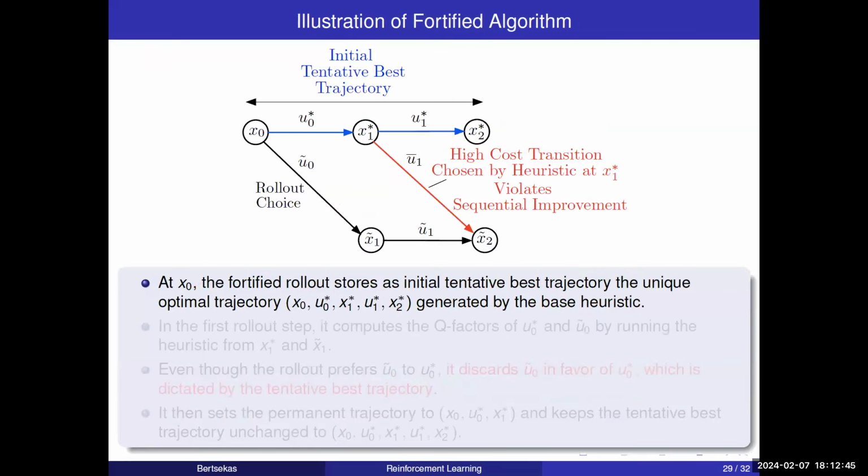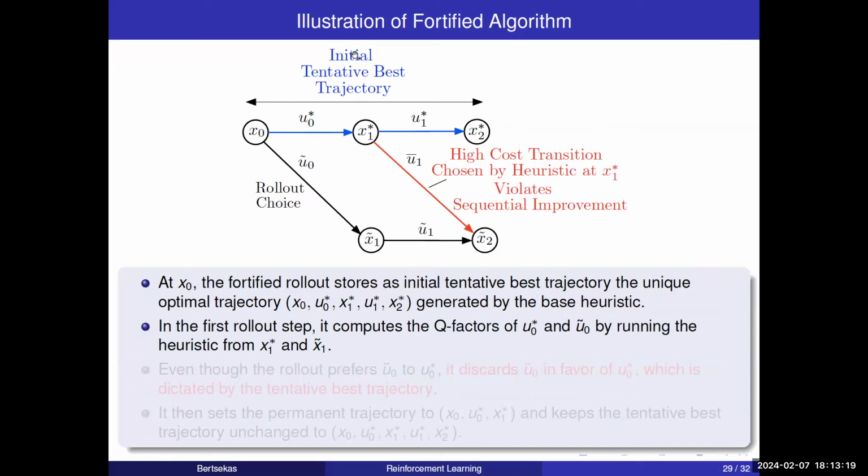Okay, so let's look at the same example as we saw before, but instead of rollout, we're going to apply fortified rollout. So as before, starting at x0, we found that the rollout control corresponded to this trajectory here, but we have this initial trajectory, which we keep track of in memory. So when we do the one-step look ahead, we see that this state here corresponds to the minimum Q factor, and we obtain a cost for it.